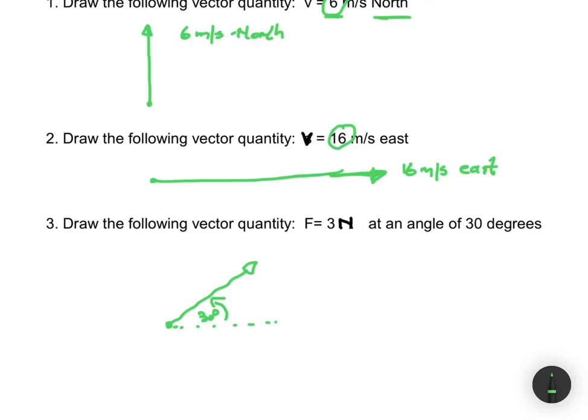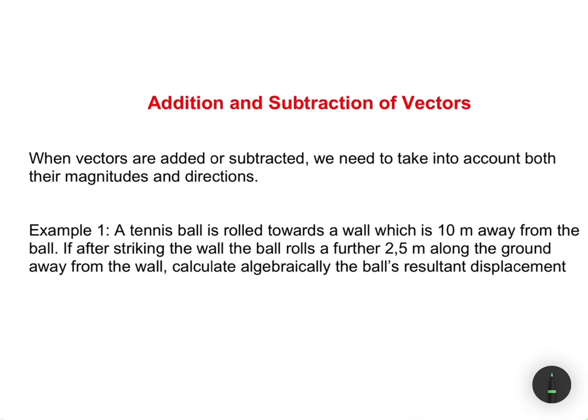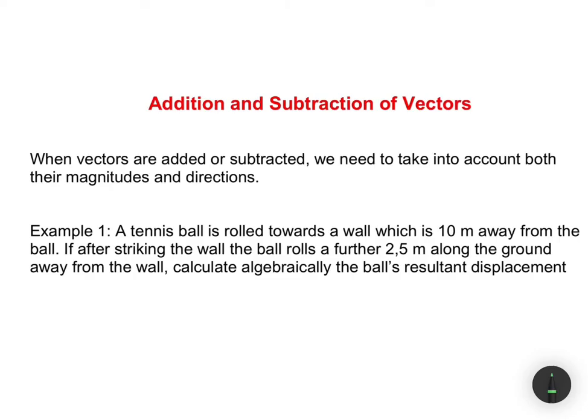The question that I want to now ask is, what if we have 3, 4, 5 vectors acting at once? Let's talk about addition and subtraction of vectors. When vectors are added or subtracted, we need to take into account both their magnitudes and directions. This is so important, and I'm going to show you why.